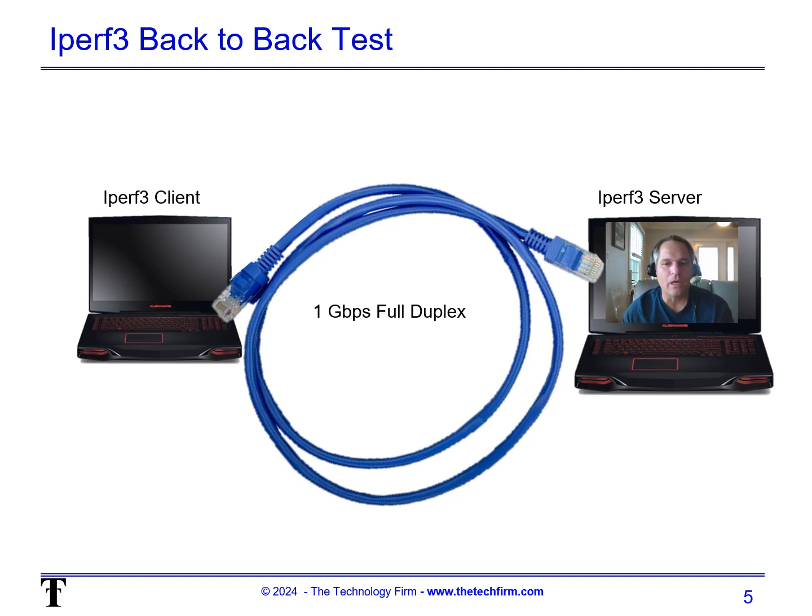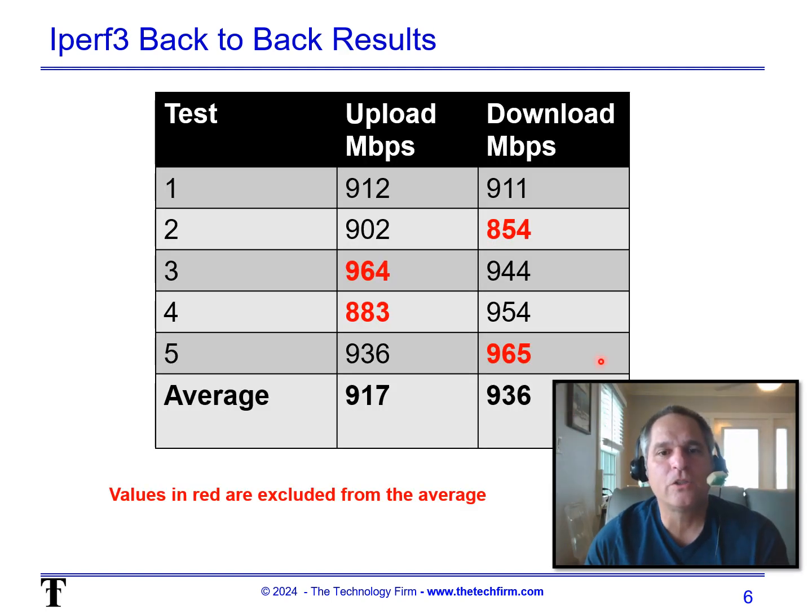Microsoft will give it its own automatic IP address, and I just suggest you use the auto IP address or even the machine name. That would work as well. There are the results for back-to-back, 917 and 936. Again, averages of the numbers remaining, reds are out.